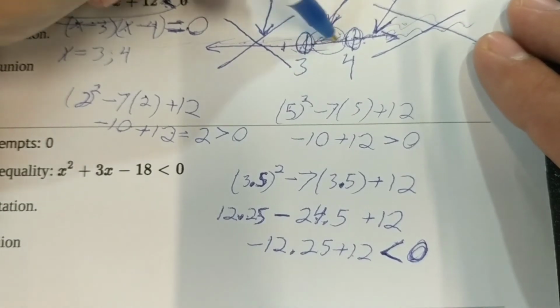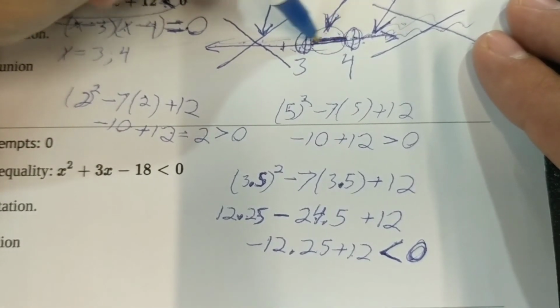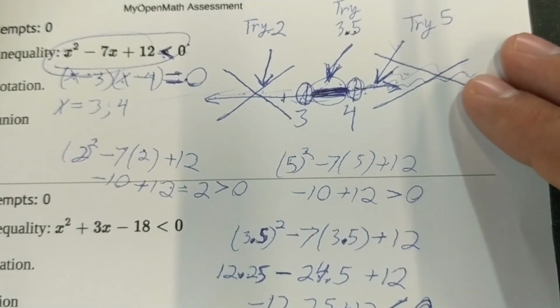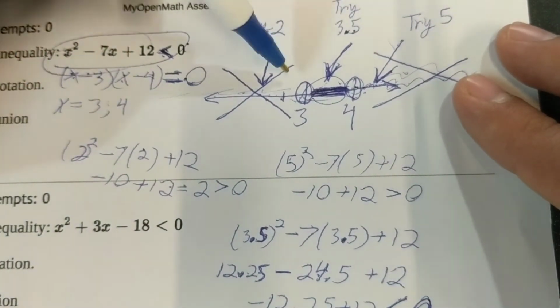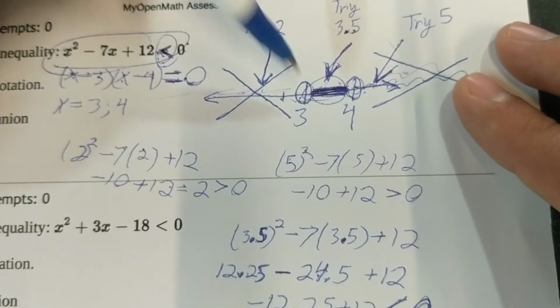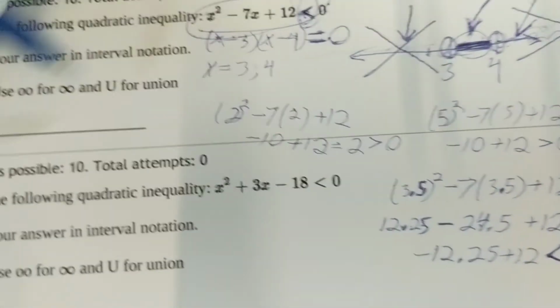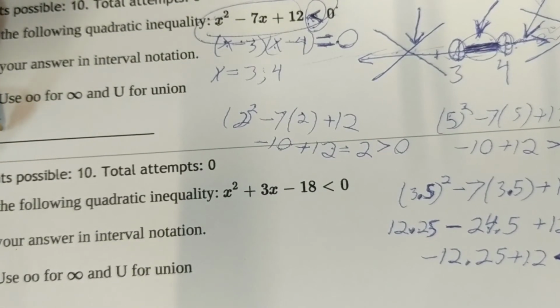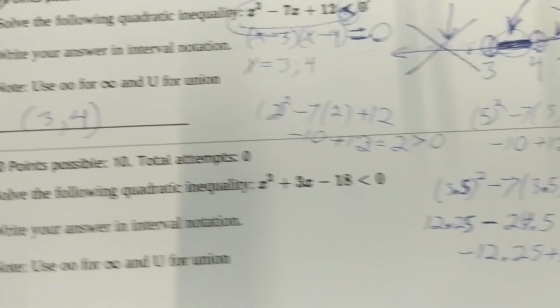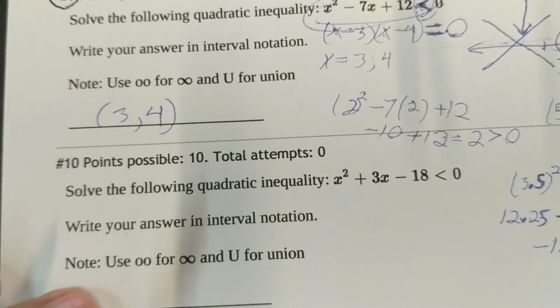So the things between 3 and 4 are where we get to shade our solution in, this part of the number line. So the solution is just between 3 and 4, no equal to's on this, so I don't get to color in the 3 and the 4. We'll just say from positive 3 to positive 4, that's my solution set. Looking good.